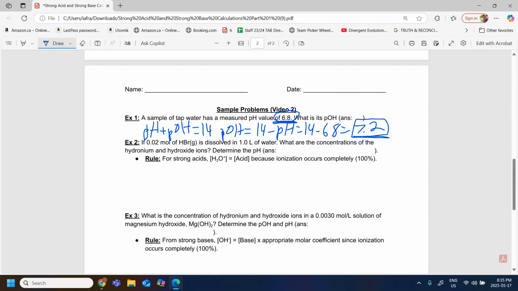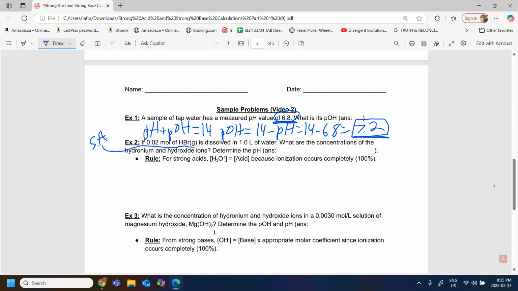We're going to learn a bit of a concept here. If 0.02 moles of HBr gas is dissolved in 1 liter of water, what are the concentrations of the hydronium and hydroxide ions? Determine the pH. So first of all, you need to understand this is a strong acid. That's actually a very important component of this question.